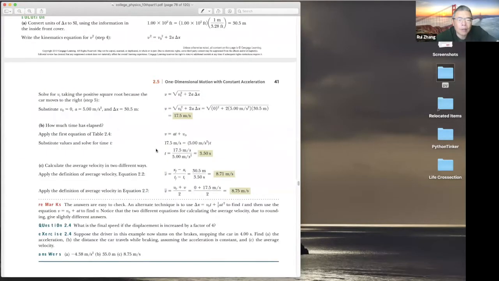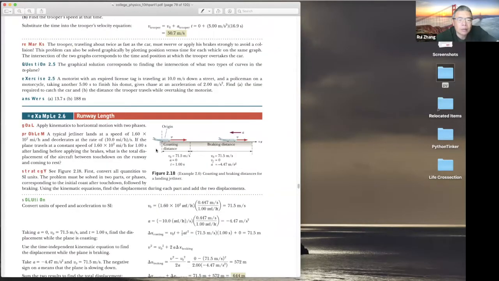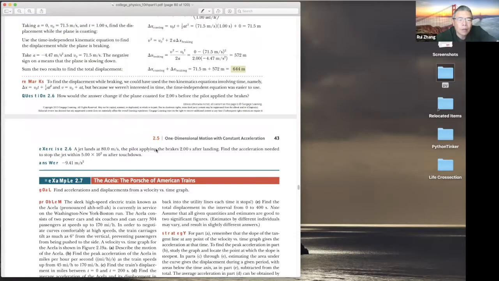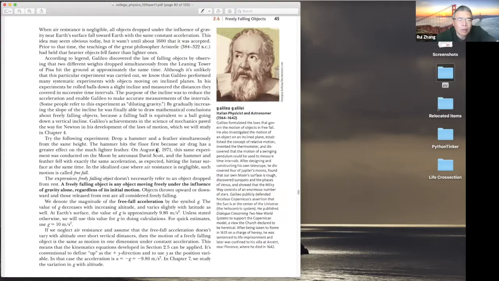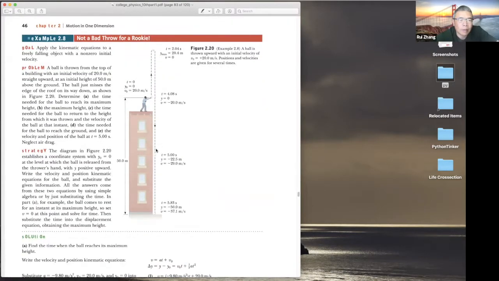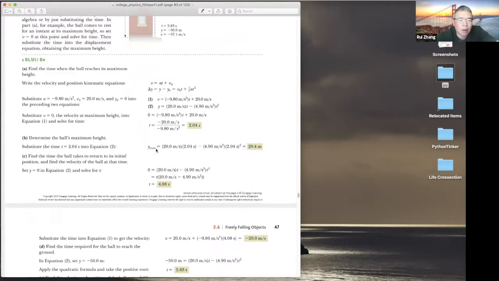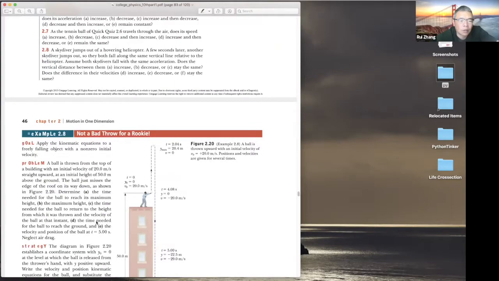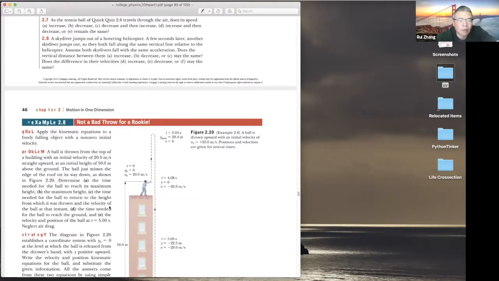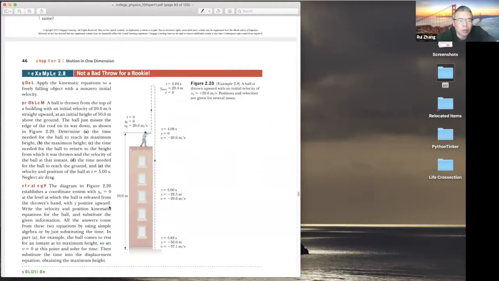So the example I want to talk about is free falling objects. Let's do example 2.8. There are multiple parts to this example, totally 5 different parts. We'll do the first few parts first, and then we'll do the rest, okay.